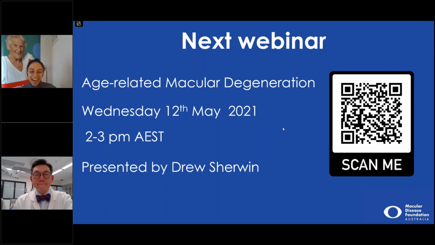Hi, so the first question we have is, are there any particular autoimmune diseases that can increase the chance of geographic atrophy? Very, very good question.